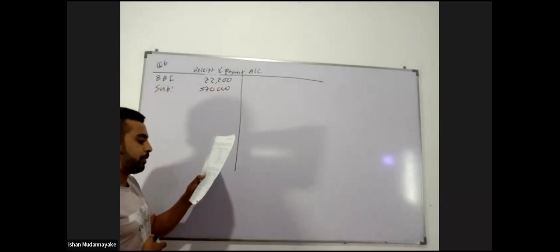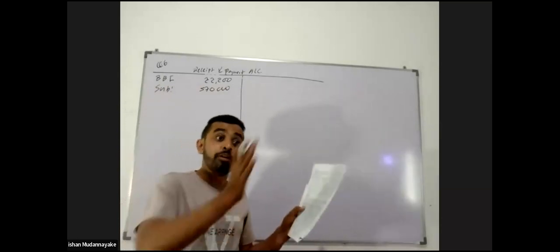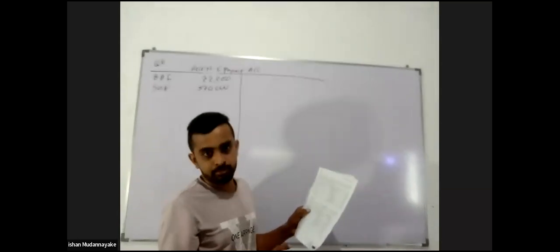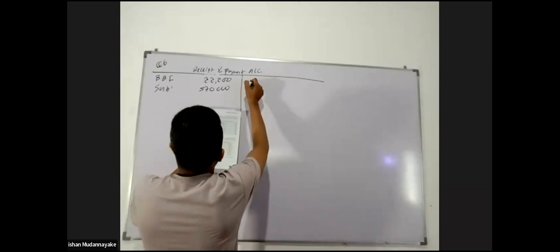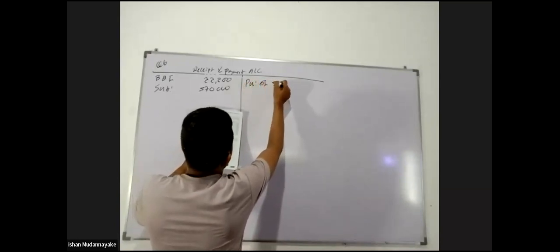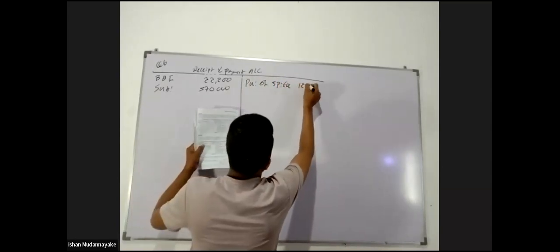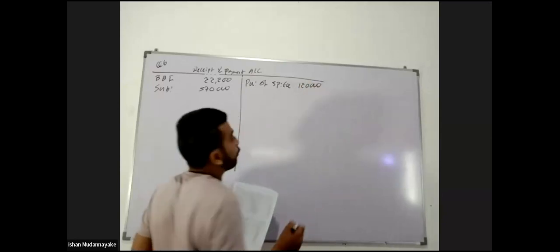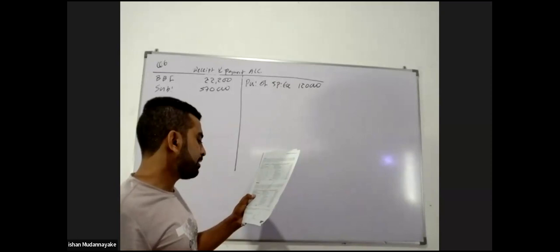Purchase of disposable equipment, they have debited, but we need to credit it. In the receipt and payment account, credit purchase of disposable equipment, 120,000. It is a cash outflow. And then the balance carried down.